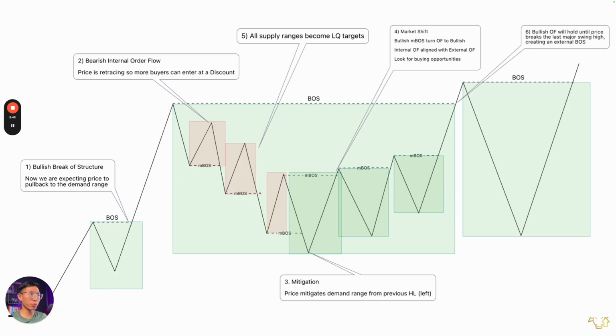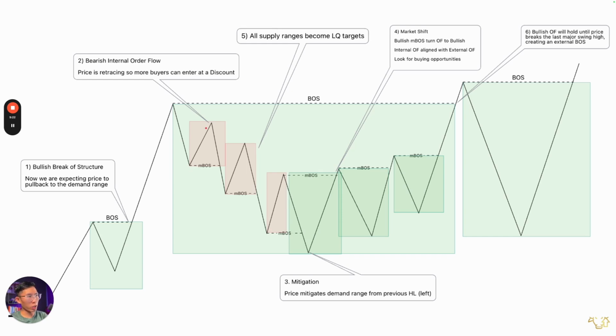inside the market. So you can see price is creating bearish internal order flow right here, creating basically your retracement. At the same time, it's also leaving behind minor break of structure. You can see these are all very minor breaks of structure right here. Because on the external structure, the external order flow, price is creating your normal break of structure. So this is internal order flow, and this is price creating your minor break of structure.